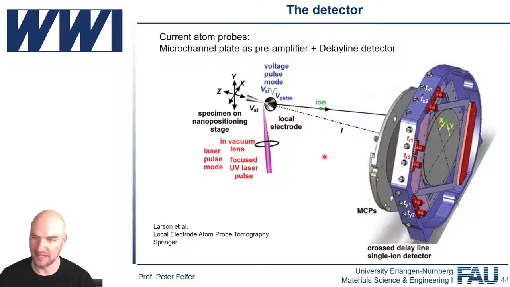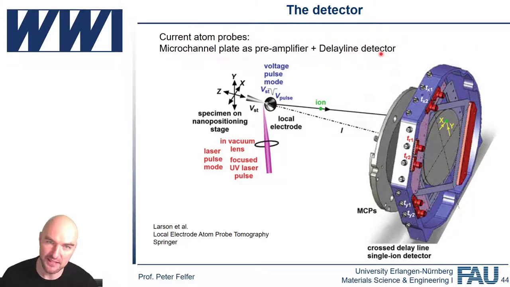Okay, so in the last 20 minutes, we're going to move into the detector, because this is the heart and soul of the whole atom probe experiment. The detectors that we're using these days are so-called microchannel plate detectors, plus delay lines. So we have a single particle, a single atom ion or very small cluster ion, and we need to detect it.